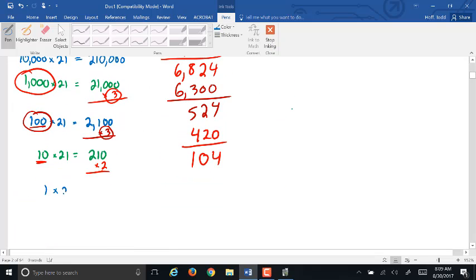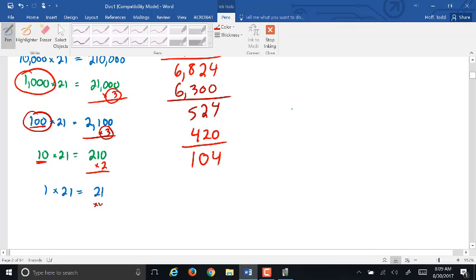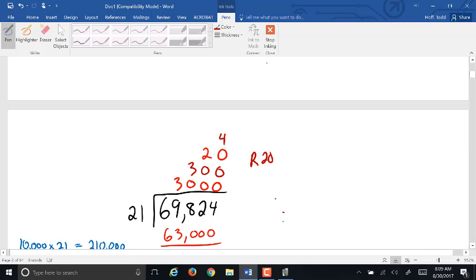Last place value left is just the ones. 21 times 1 is 21. And I can subtract that not quite 5 times. So I have to stick with 4 times. That would be 84. There's 20 left over. So I just subtracted it 4 more times, with a remainder of 20. So when I divide 69,824 by 21, I get 3,324 with that remainder of 20.